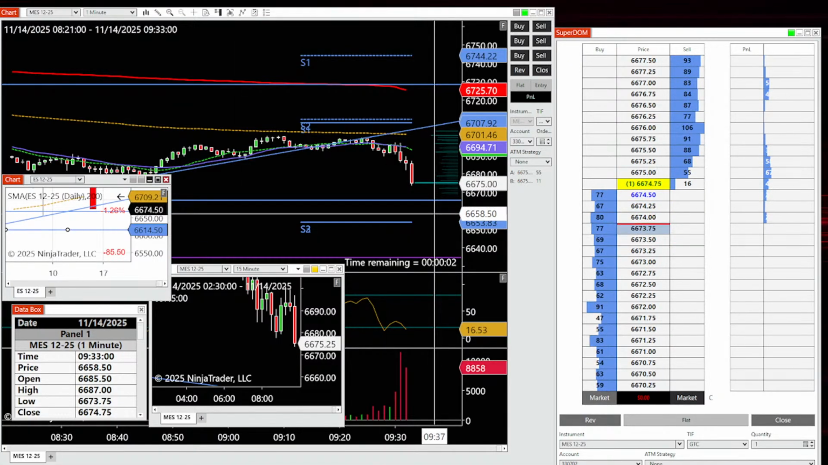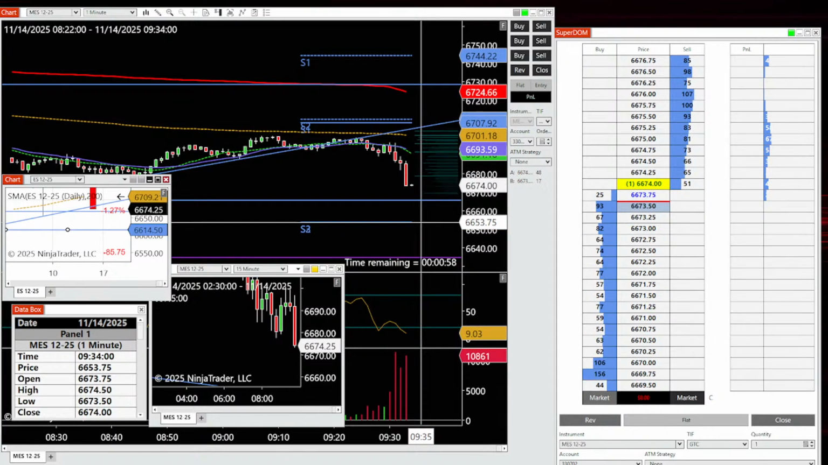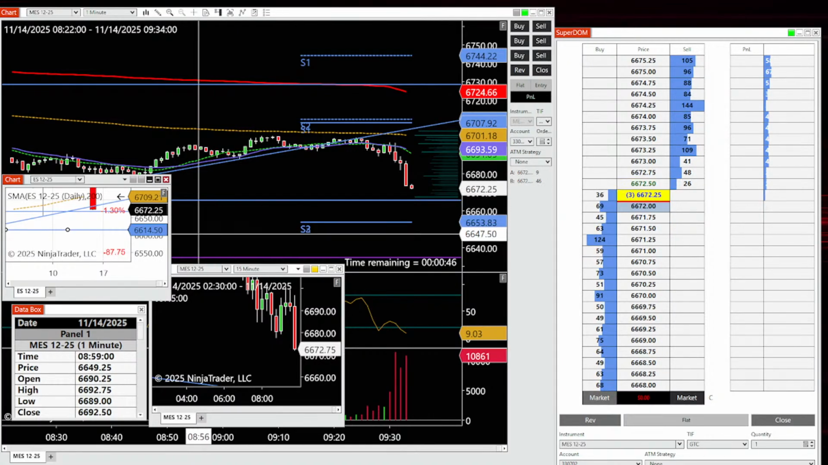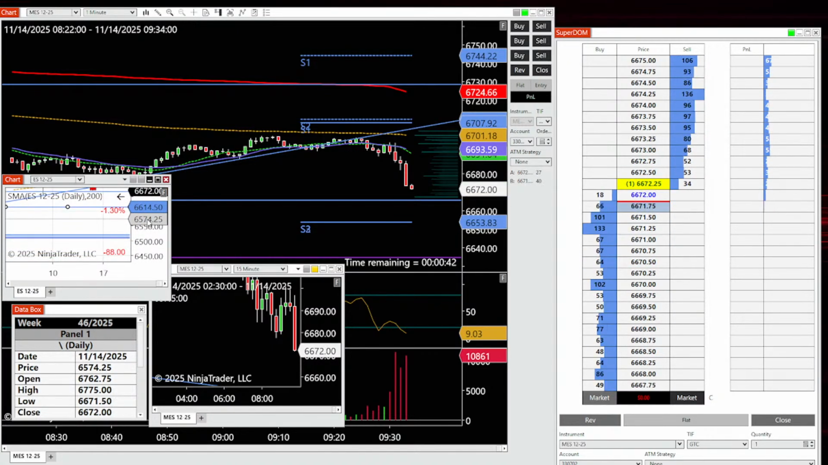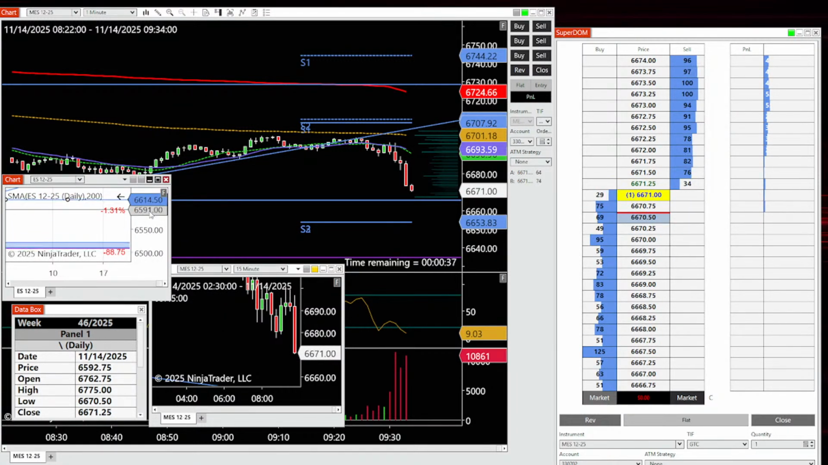Next target is, we got some support here. It's the 66. Next target is 53. Looks like we may get that in the first move. Let's see, we're down 87 points. Are we going to be down 100 points this morning?